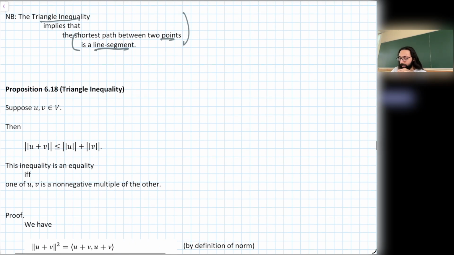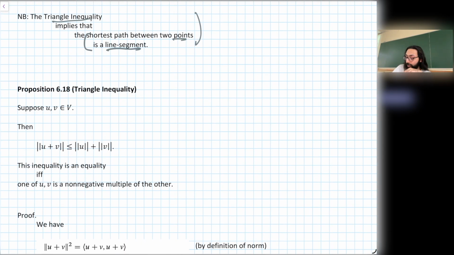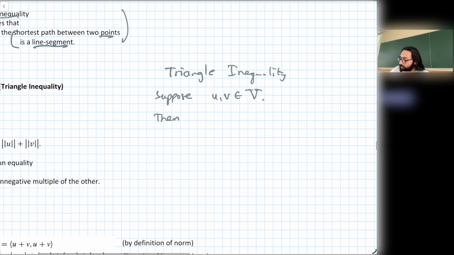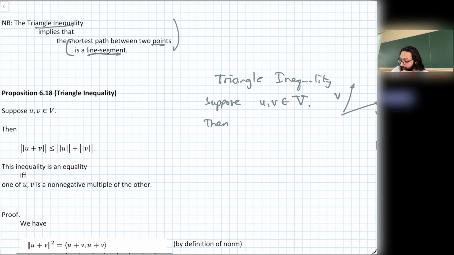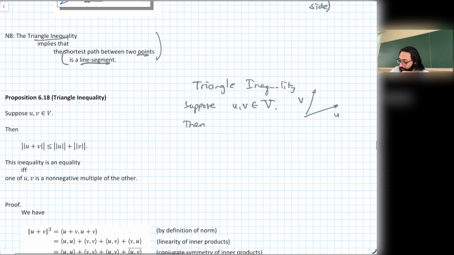So now let's see what the statement is. Proposition 6.18 says, the triangle inequality is formally written as the following. Suppose that u and v are vectors in the vector space V. Let's draw it. Suppose there's some vector u, and some vector v. Then the claim is that the length of u plus v is at most the length of u plus the length of v.